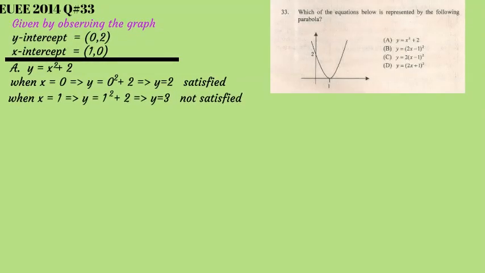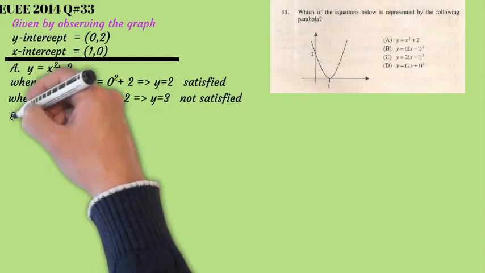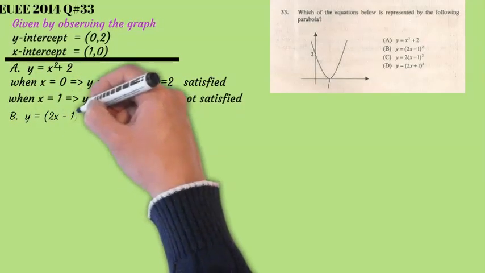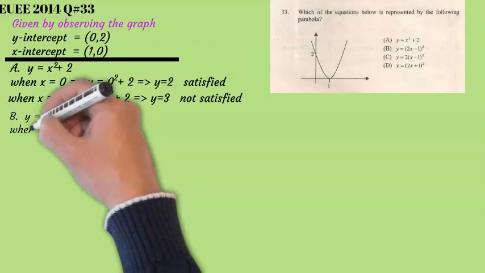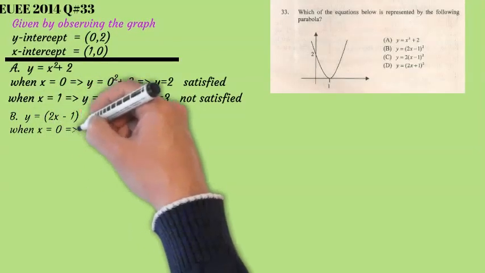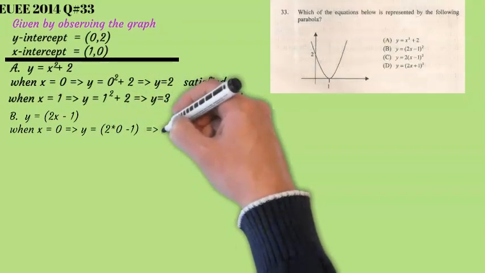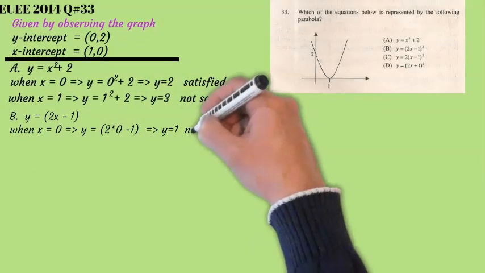Now let's look at B: y is equal to 2x minus 1 the whole square. When x is 0, y is equal to 2 times 0 minus 1 the whole square.